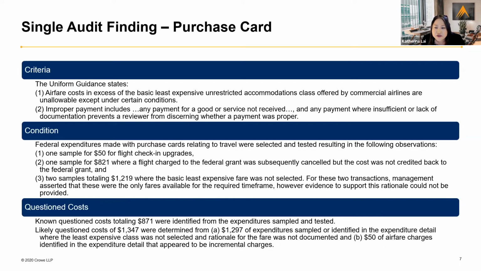And for context, there were about $12,731 in total of purchase card transactions related to the 3 grants that we were testing in detail. And Crowe had selected a sample of those transactions, and we had noted a few exceptions that we wanted to bring to your attention. The first one was all of these are relating to travel.